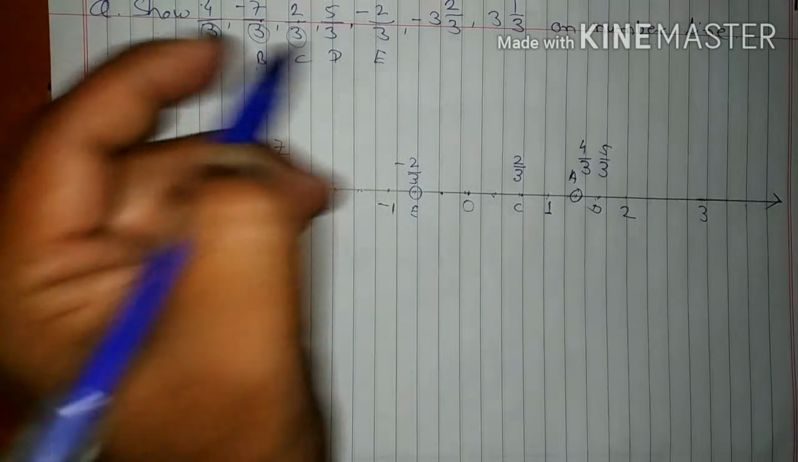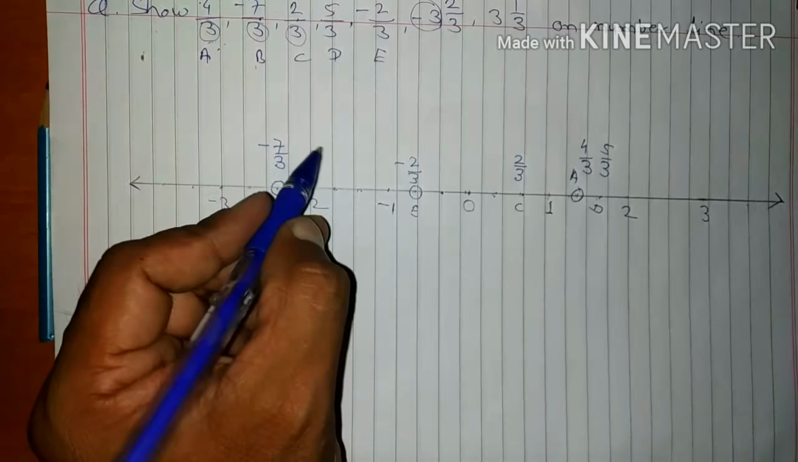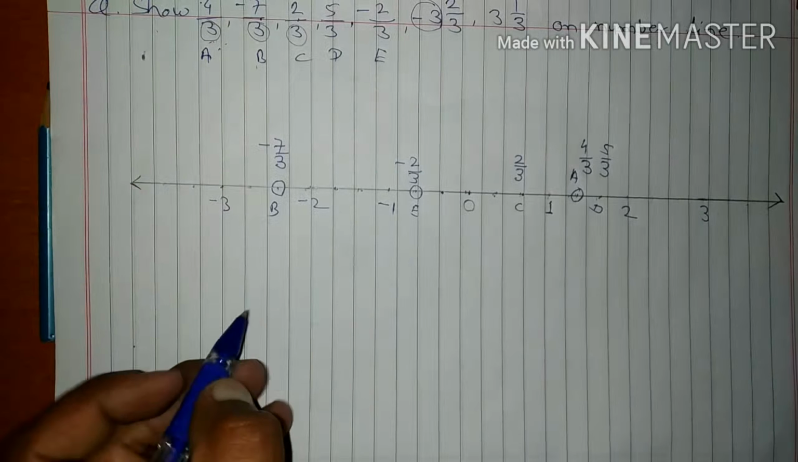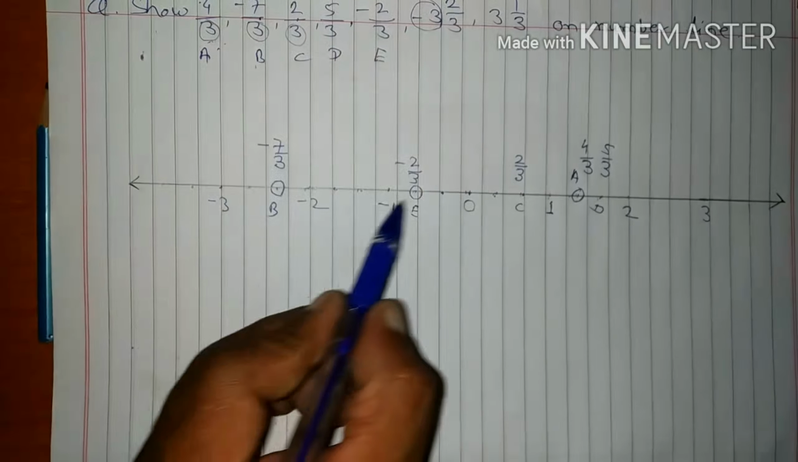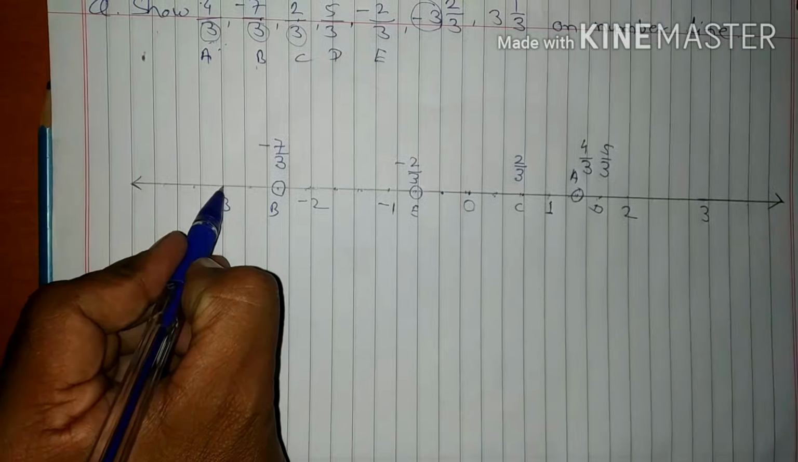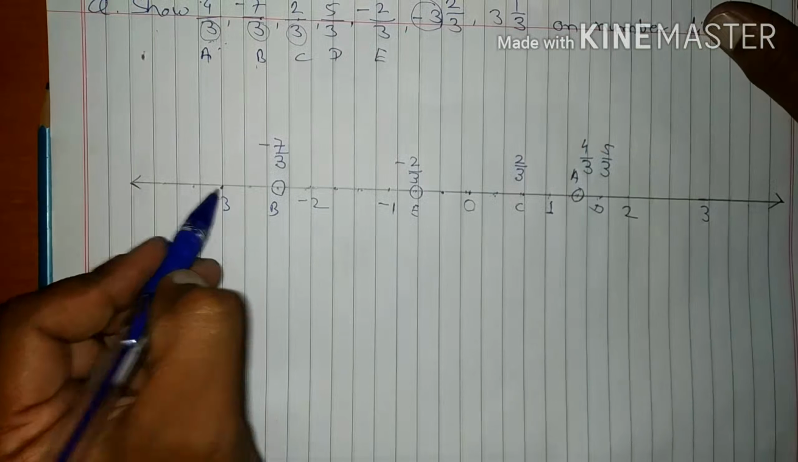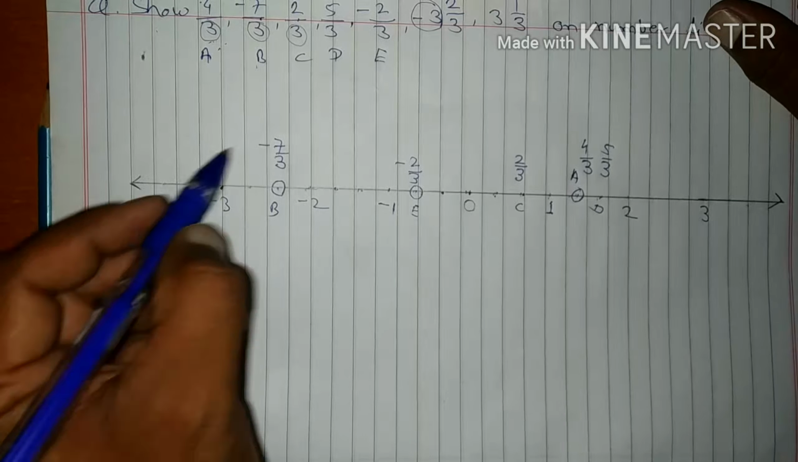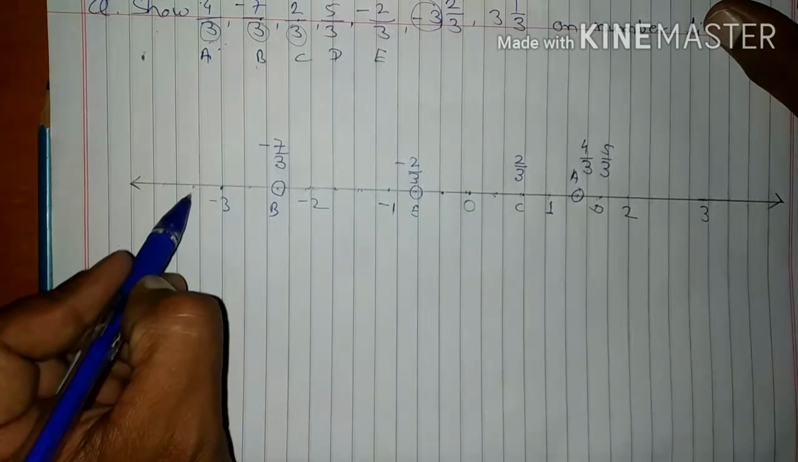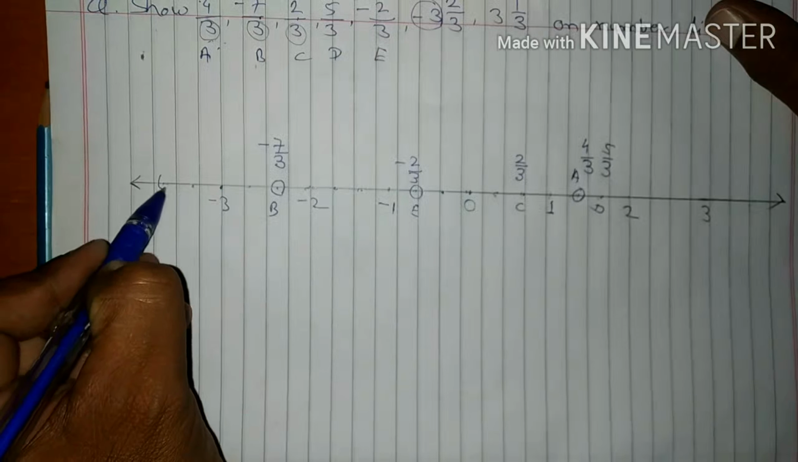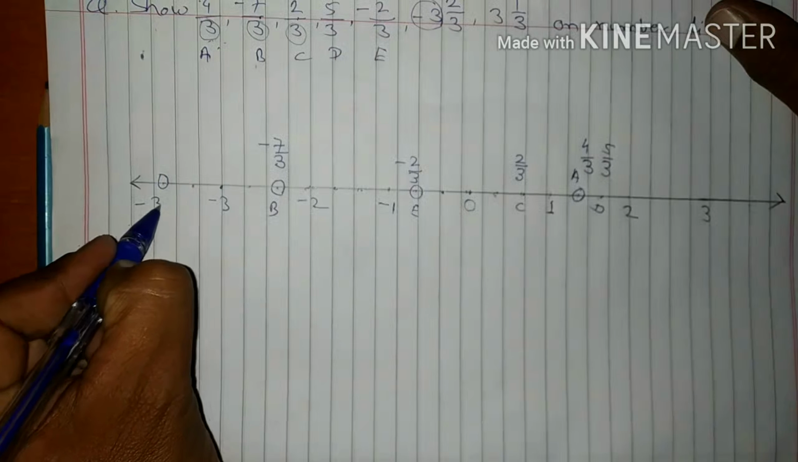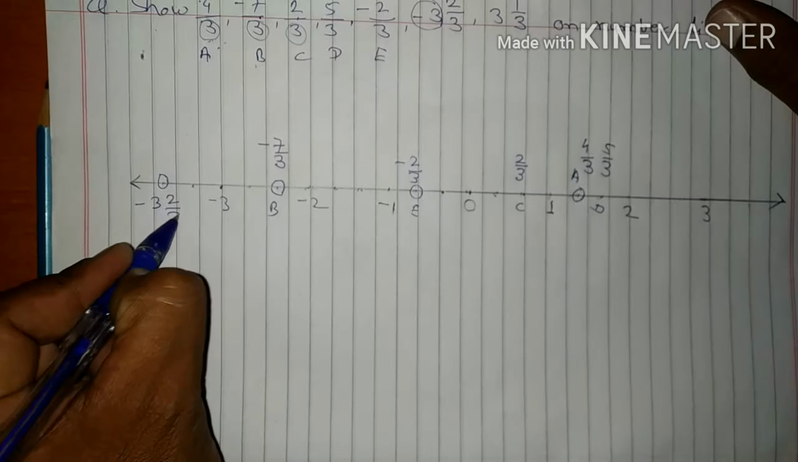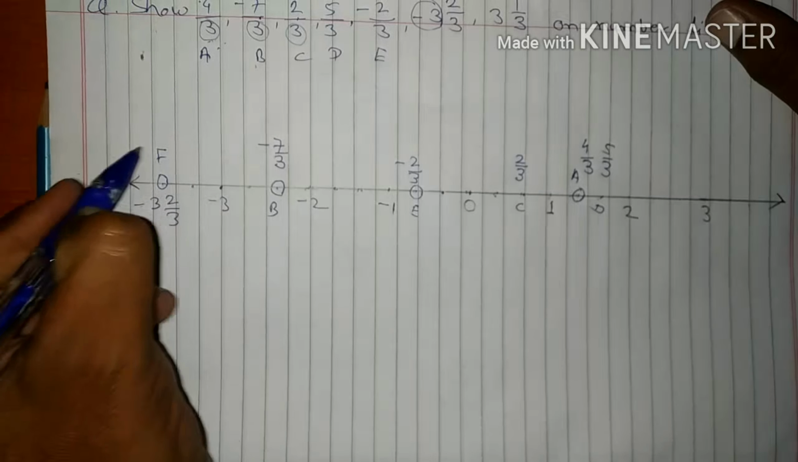Okay guys, now 3 completed, minus 2 upon 3. So for that what we have to do? Minus 3 completed, come on the negative side, minus 3, 2 upon 3. After that there will be 3 partitions. Among this we have to show second. So this is first, this is second. This is our answer. Minus 3 completed, 2 upon 3, which is nothing but point F.